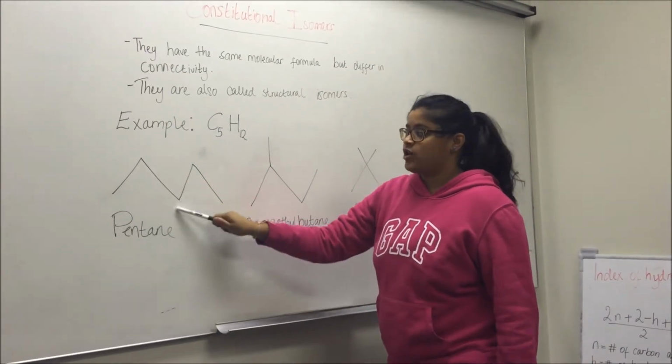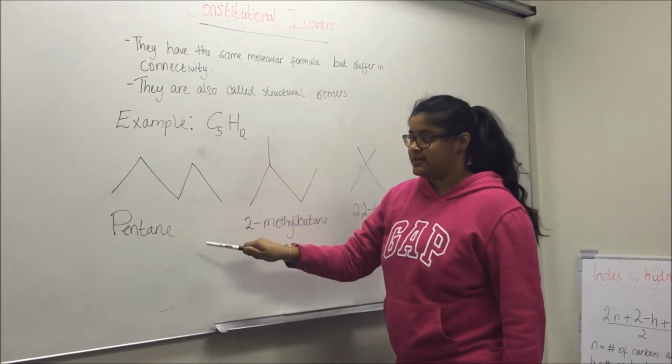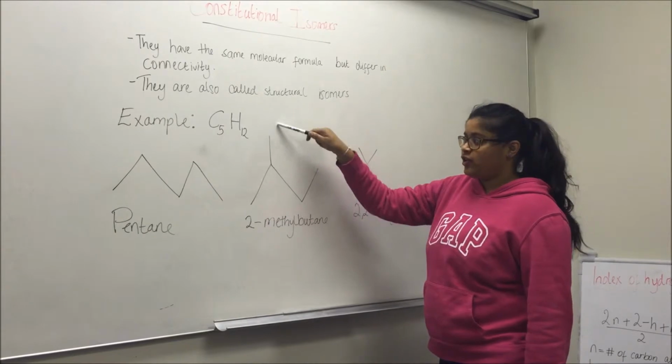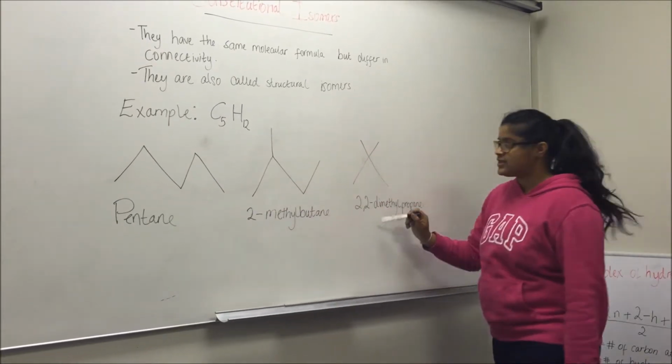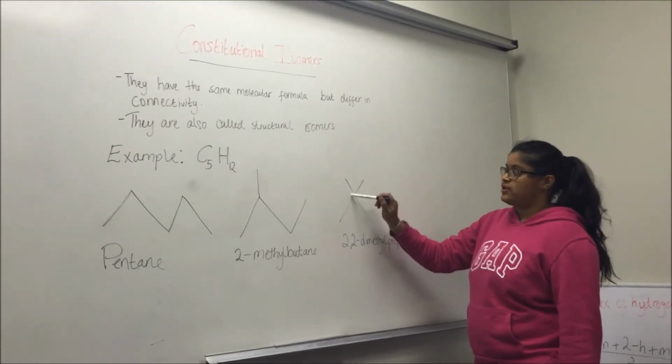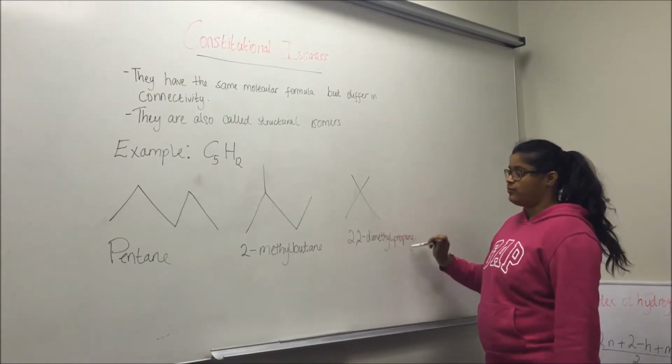This has the longest carbon chain of 5 carbons, and so it's pentane. This has the longest carbon chain of only 4 atoms and a methyl group on the second carbon. This has the longest carbon chain of 3 atoms and 2 methyl groups on the second atom, therefore dimethylpropane.